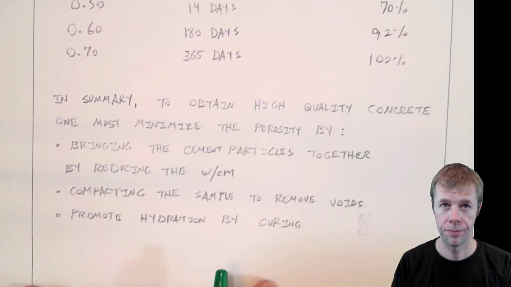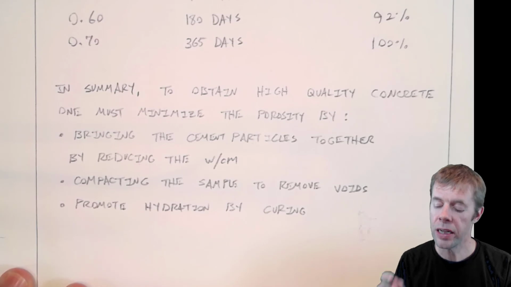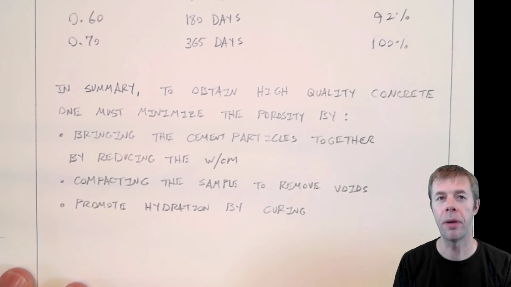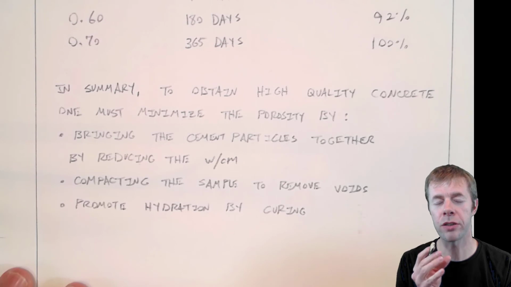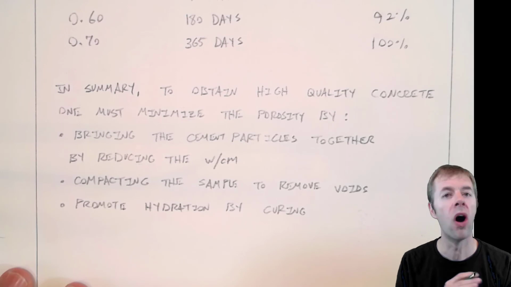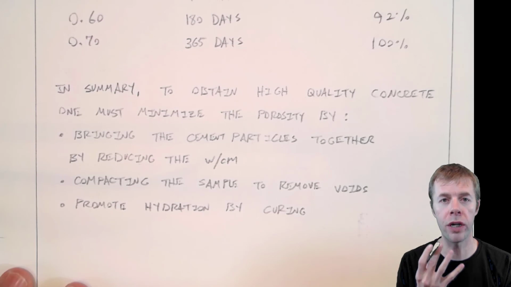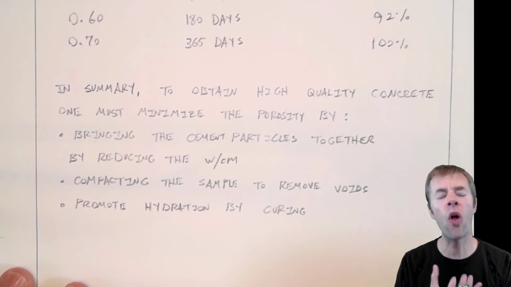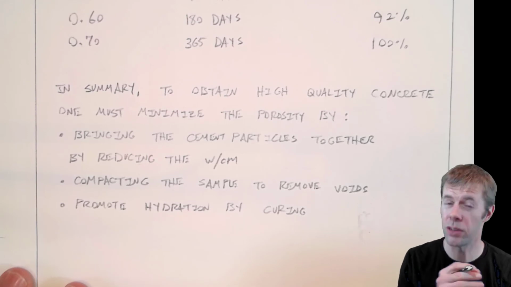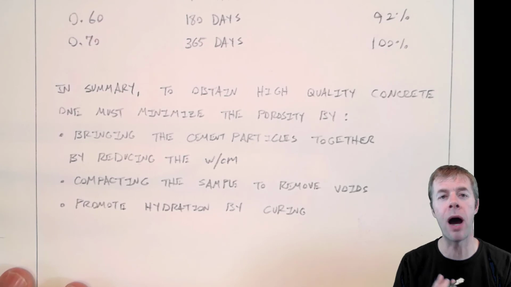So in summary, to obtain high quality concrete, one has to minimize porosity by doing these 3 things. You have to bring the cement grains together as close as possible initially during mixing by reducing the water cement ratio. If you don't do that, all is lost, but that's not enough. Then when you go to construct the concrete element, you have to compact it. You have to get all the voids out you possibly can. Remove all those voids, not the air entrained voids, those big entrapped voids. You want to get all of them out you possibly can.